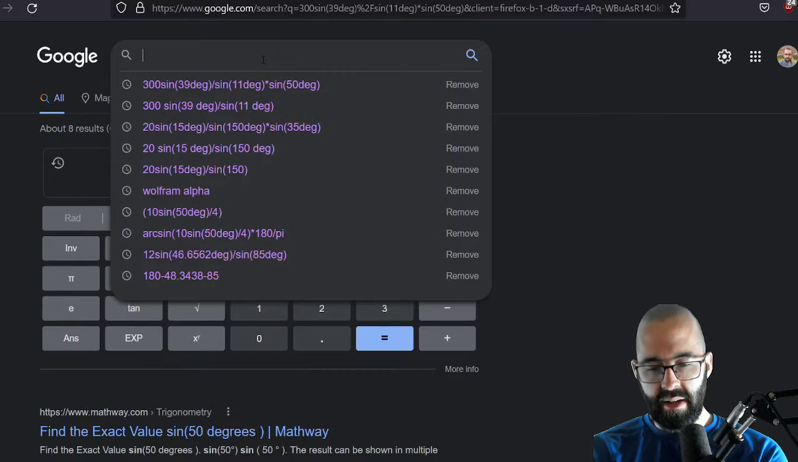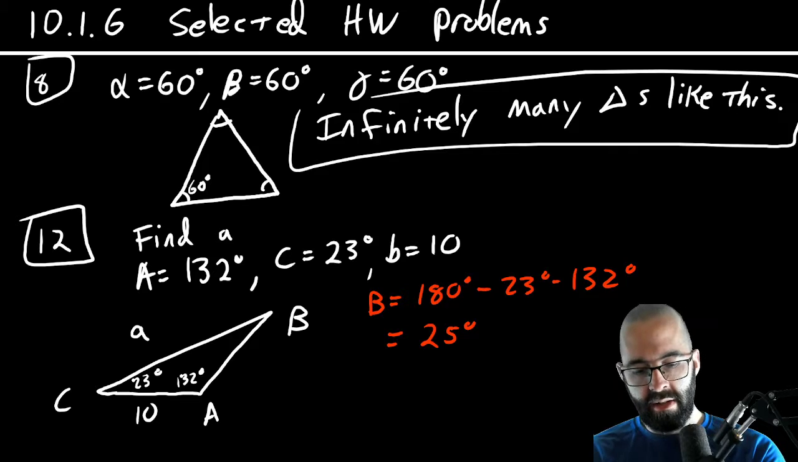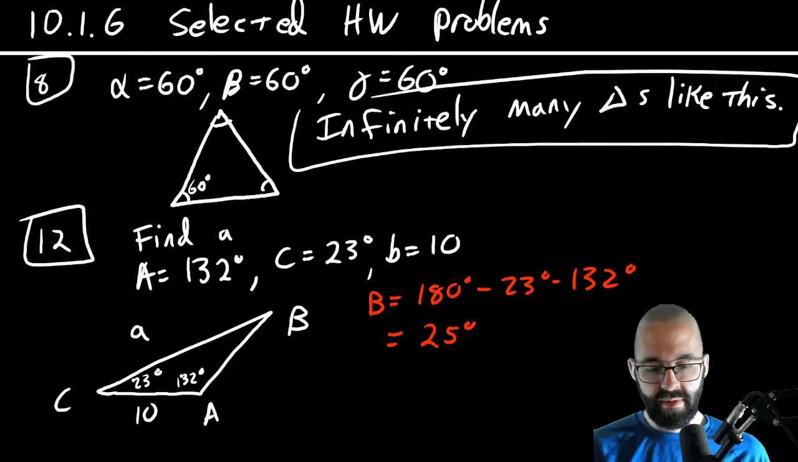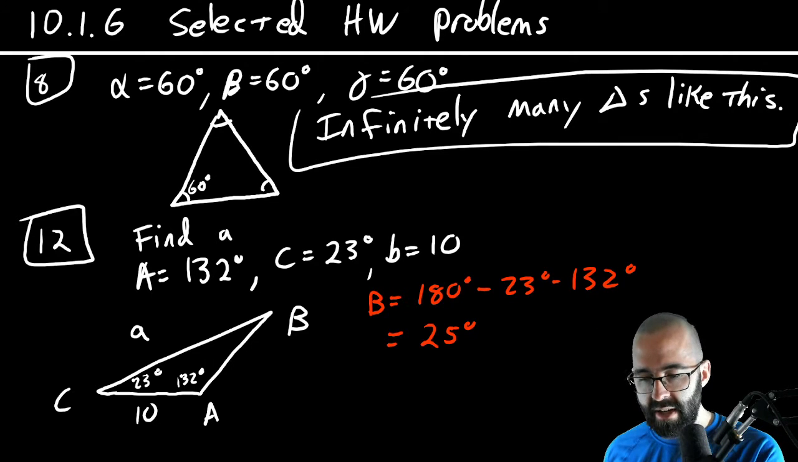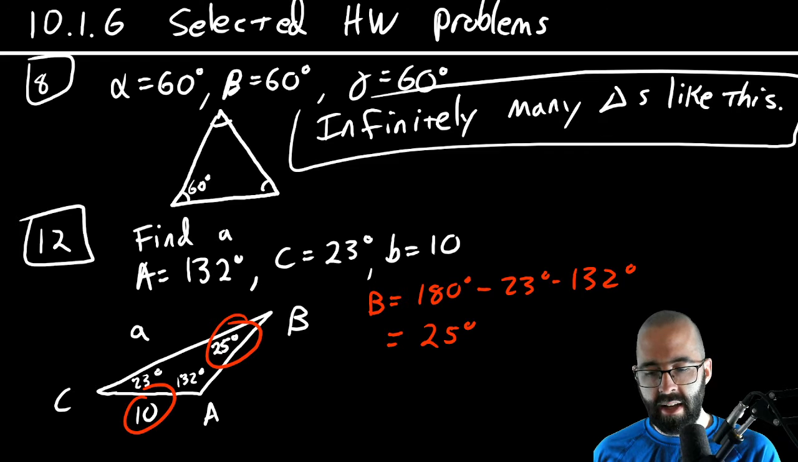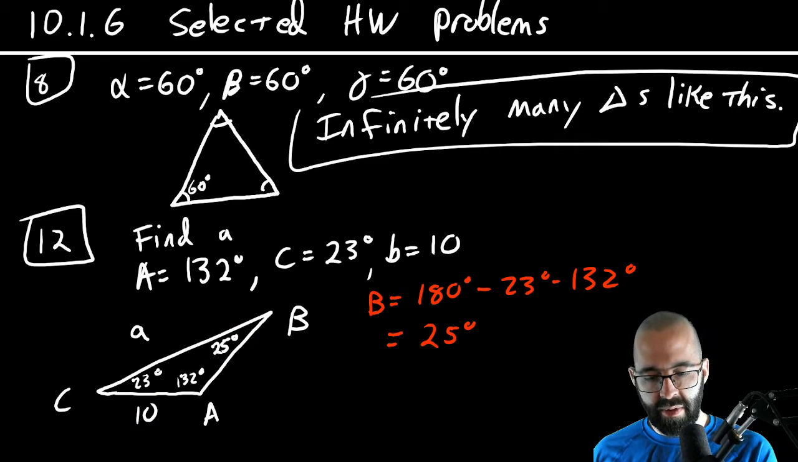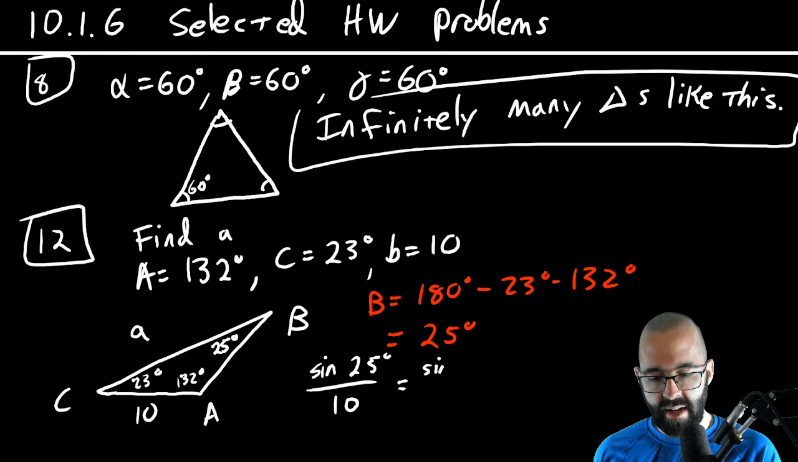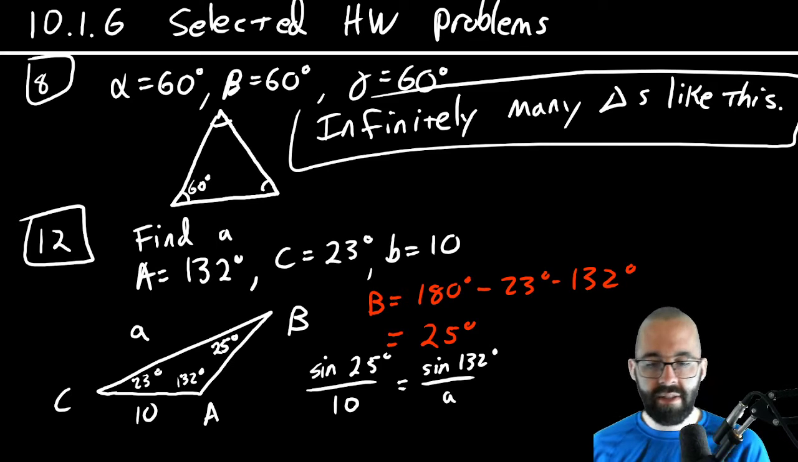All right, 180 minus 23 minus 132. Oh, it's 25, good. B is 25 degrees. So now we can use the law of sines. Pick an angle and its opposite side. That's where we're going to start. Sine of 25 degrees is to 10, same as the sine of 132 degrees is to A. Now we need to solve this equation for A.